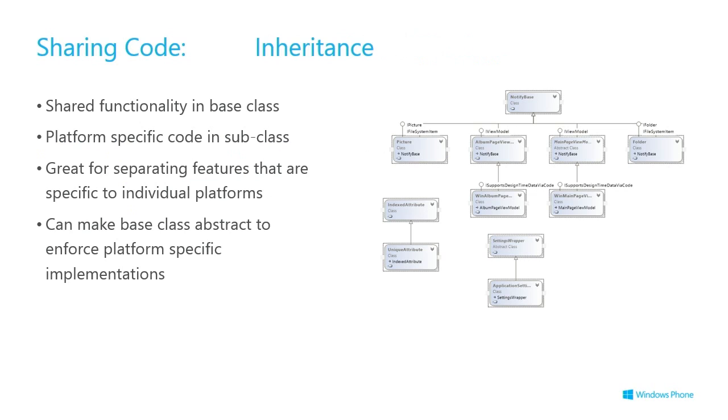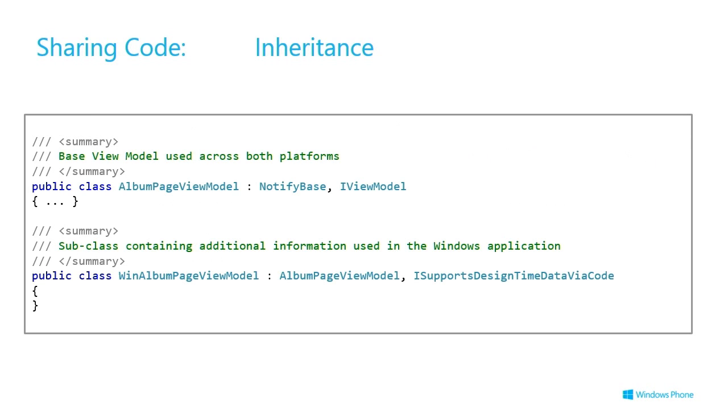Another technique you can use is inheritance. So you can have shared functionality in a base class, that could even be in the portable class library, and then you can inherit from that base class and have platform-specific differences in the different platform-specific projects. So here's an example, taken from the solution, which is an album page view model, which inherits from something called the base class. That is where the common functionality goes.